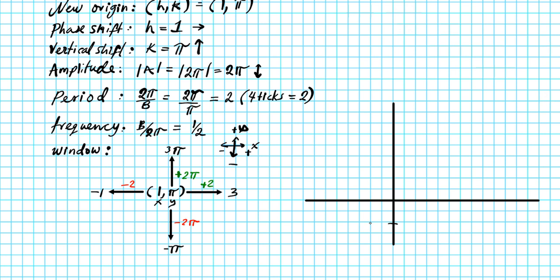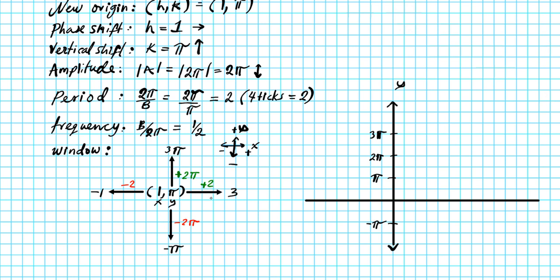Now let's calibrate our axis. Let's call this negative pi, and then going up, this would be positive pi, then 2 pi, and then 3 pi. The reason why we're going by pi is that if you look at your y coordinates, they are all in terms of pi, so you just follow that pattern. So there goes your y-axis.